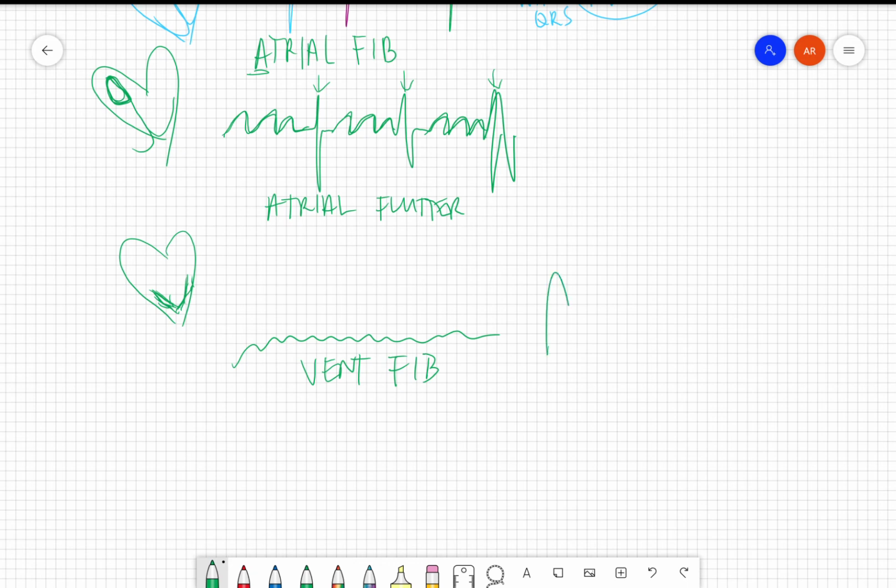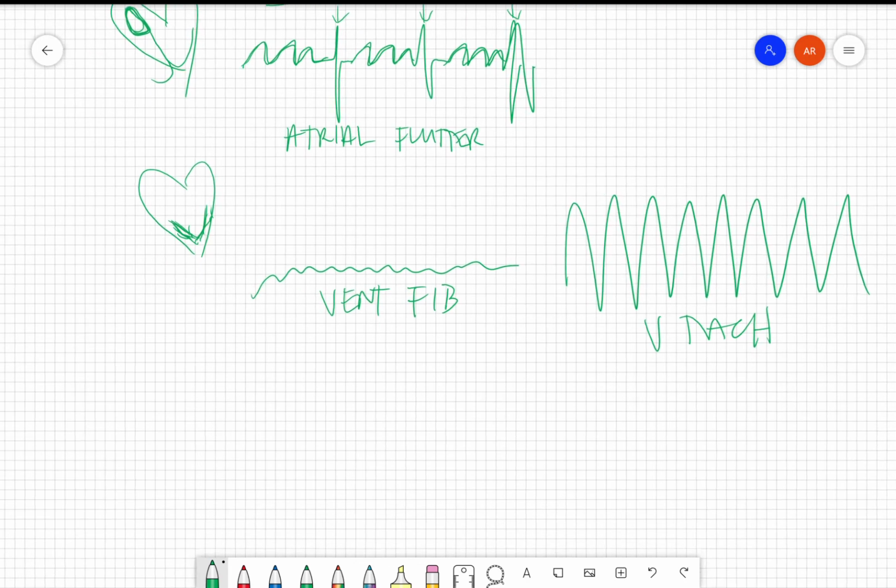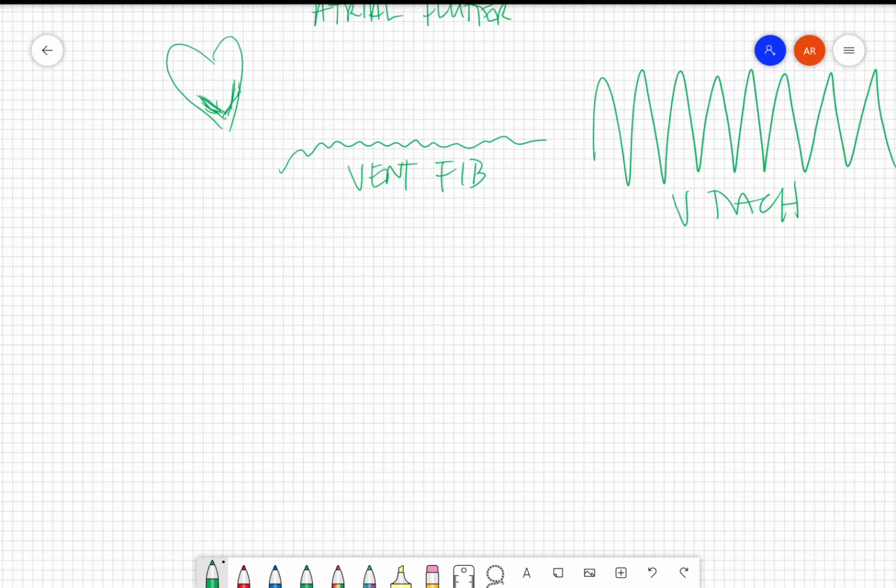Okay. If you see this, that's the best way I can possibly draw that. That's V-tach. We got some other variations in here too. We have something called SVT, and the S of SVT kind of throws you off like it's ventricular tachycardia, and it's not.